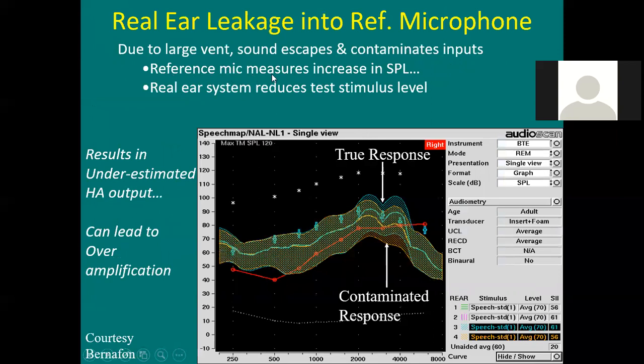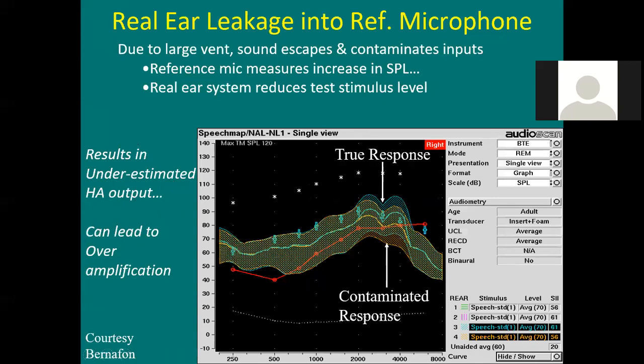The reference mic measures an increase in SPL, so the real ear system reduces its speaker level because it's getting sound that's leaking out of the vent. So to keep things at 65, the speaker is going to get a little softer. It's getting a little extra help with the sound leaking out. So here might be your true response, but it's going to end up in an underestimated hearing aid output because the sound from the speaker is being reduced. So you're going to crank it up to make it work.